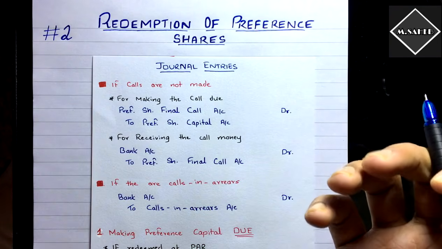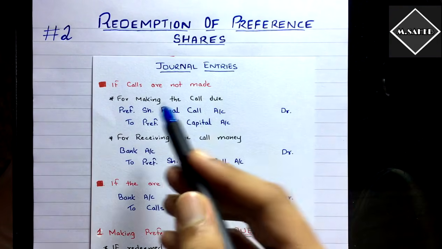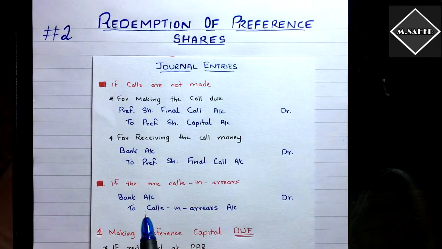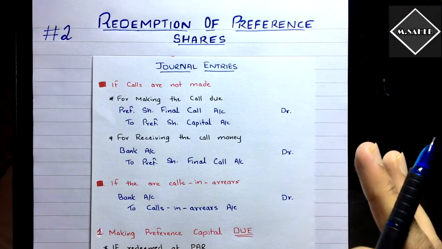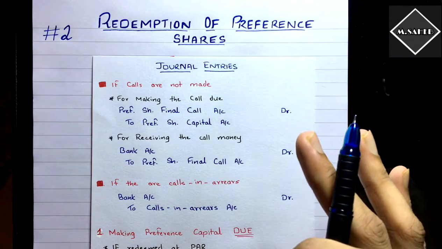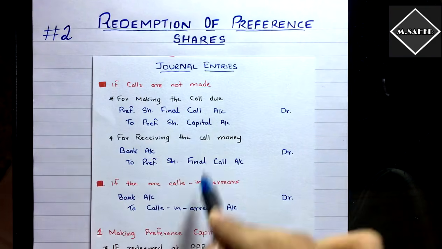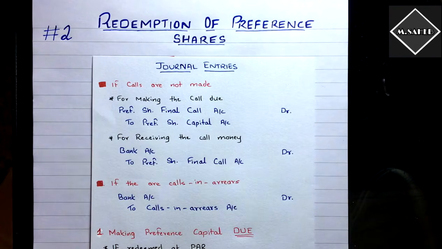And then share capital entries such as making the call and then receiving the call money, and if there are any calls in arrears, like that. So these are simple entries, but still we are going to see them, right? So the extra entries, I have taken them in these red squares. As you can see, these are the extra entries. So let's start. It's very simple.